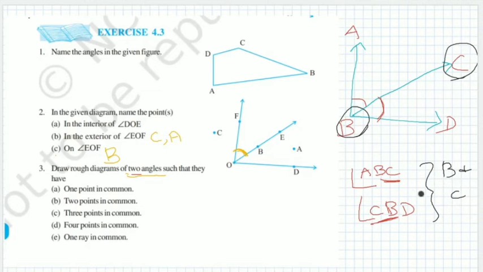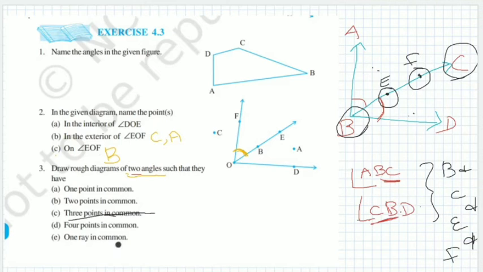The next one, 3 points in common. They've asked for the C subdivision. So you add another point. Let it be E. Now these 3 points are common to both these angles. So you can write B, C and E are common to these 2 angles. The next one is 4 points in common. So you add another point. Name it as F. And you can say B, C, E and F are common to the angles ABC and angle CBD.